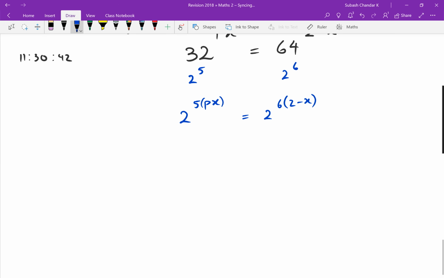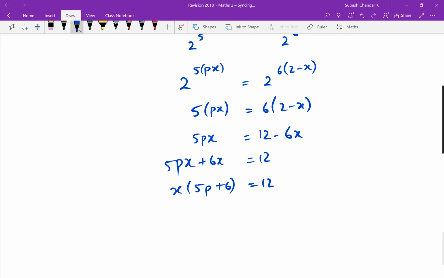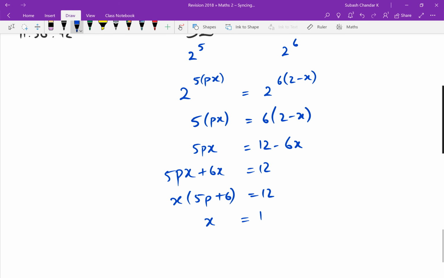So now that the powers are equal to each other, we've got 5px equals 6 times 2 minus x. So we've got 5px equals 12 minus 6x. Rearrange it. You've got 5px plus 6x equals 12. x is a common factor. x times 5p plus 6 equals 12. And then x is equal to 12 divided by 5p plus 6. All right? That's with the same basis.